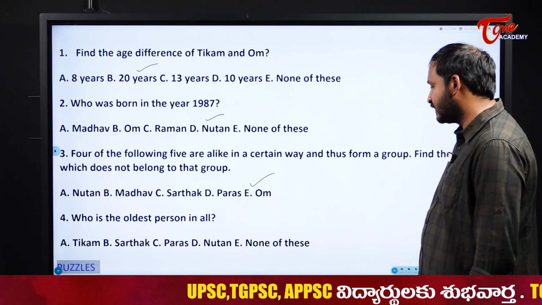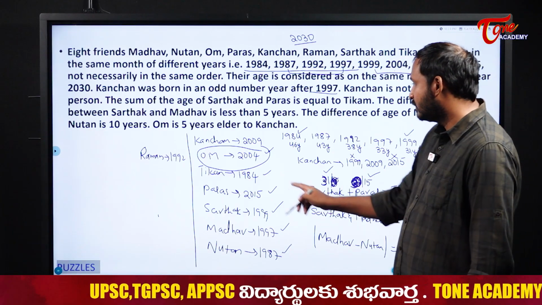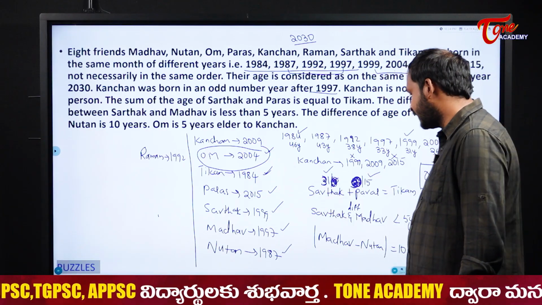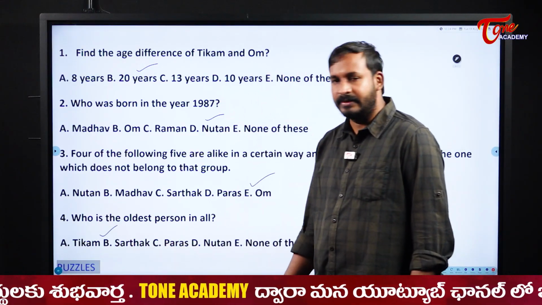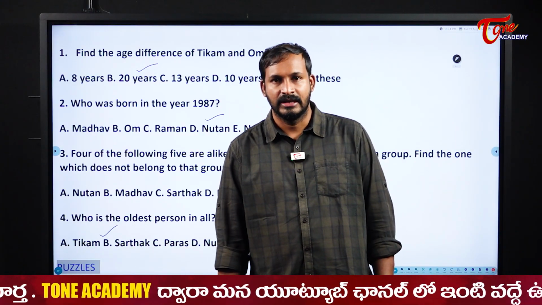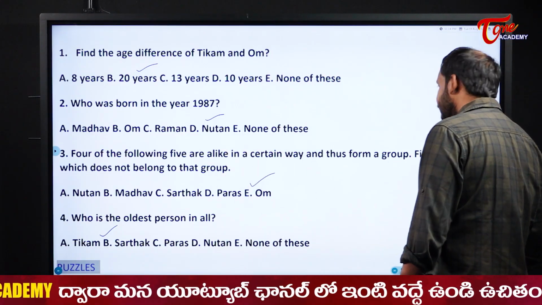Who is the oldest person in all? Who is the oldest of all? 1984, Tikam. Tikam is the oldest of all the people, all the 8 persons. Understood? Right? See the next one.